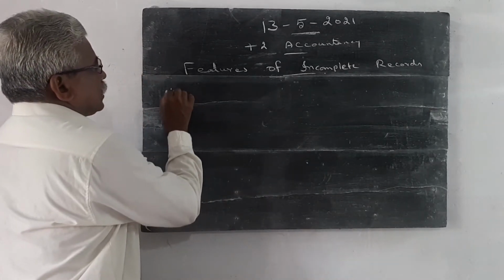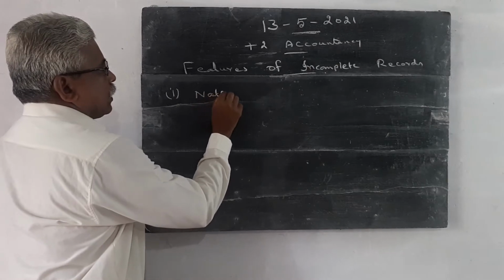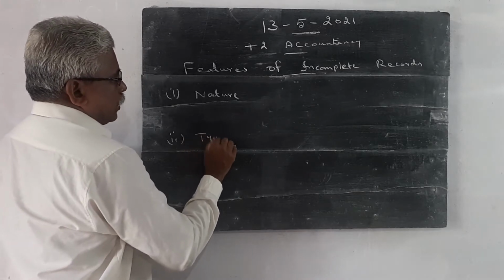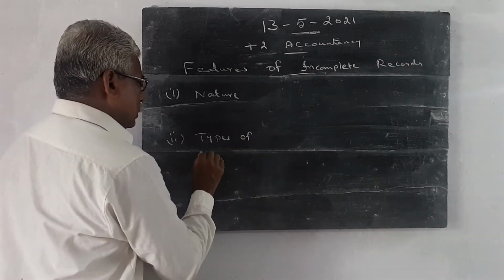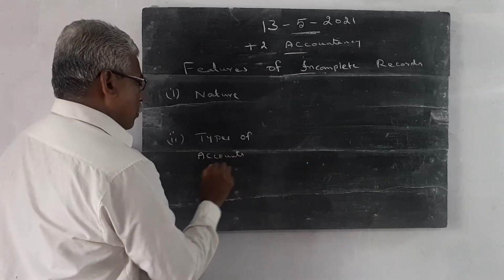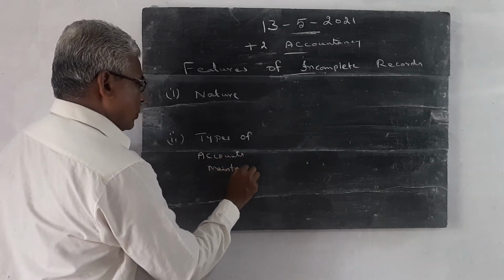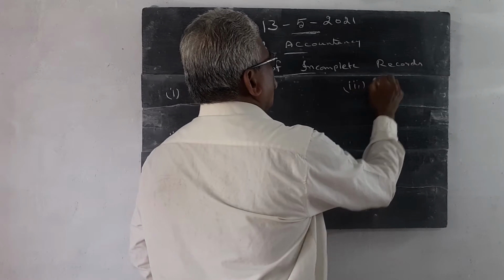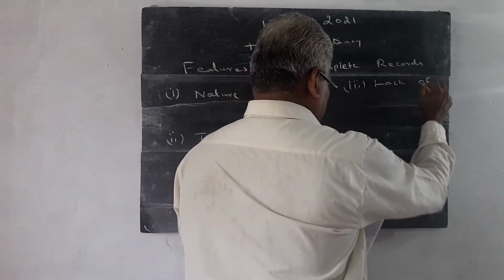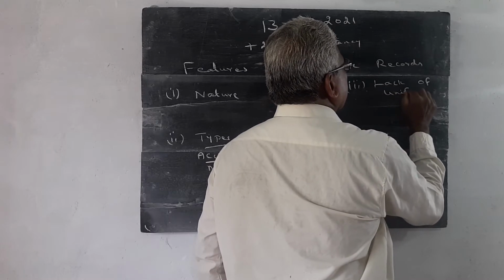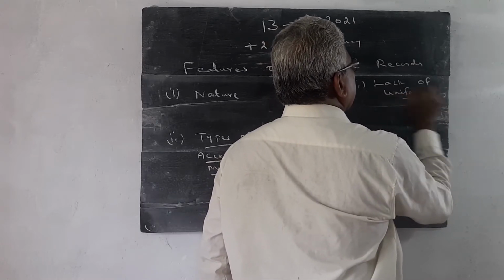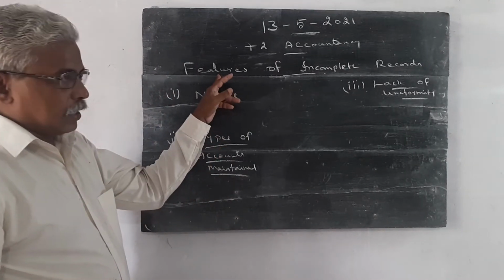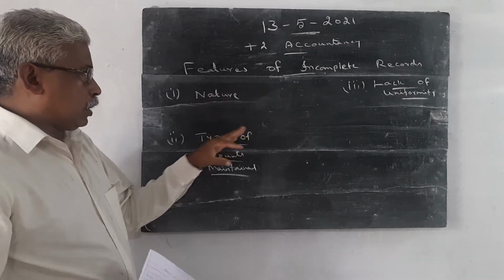First, we memorize these 3 headings. Point number 1, nature. Point number 2, types of accounts maintained. And number 3, lack of uniformity. These 3 points I am going to explain now. Very simple question, but this question is very important from the examination point of view. That is why I explain.